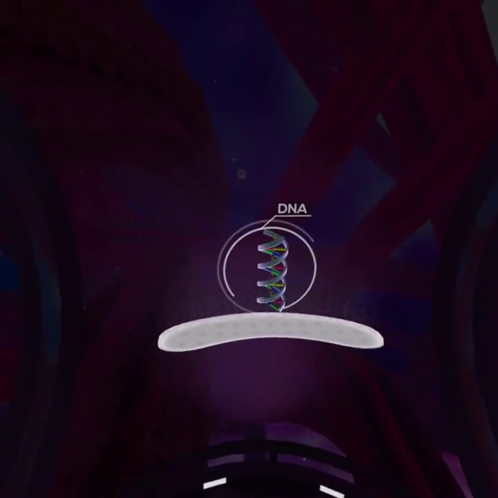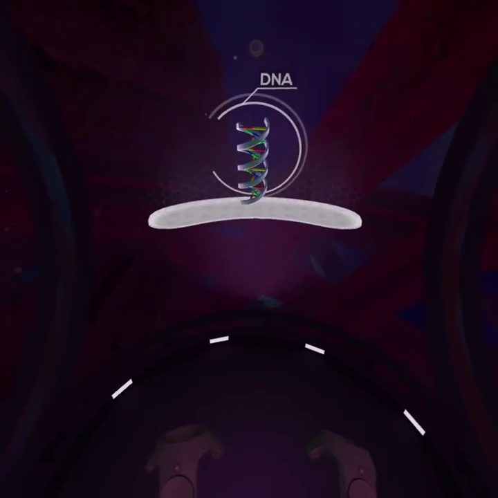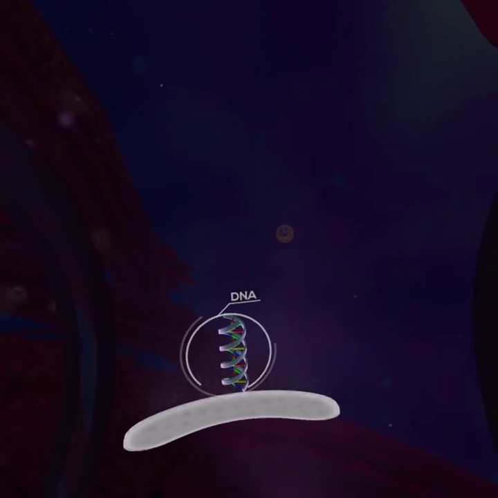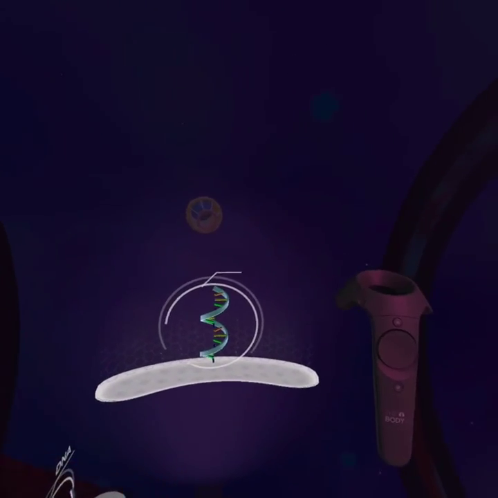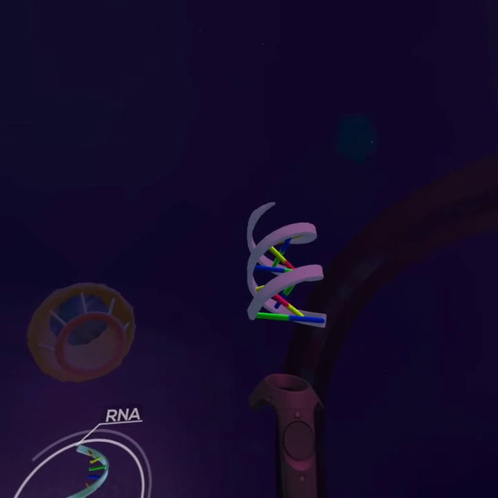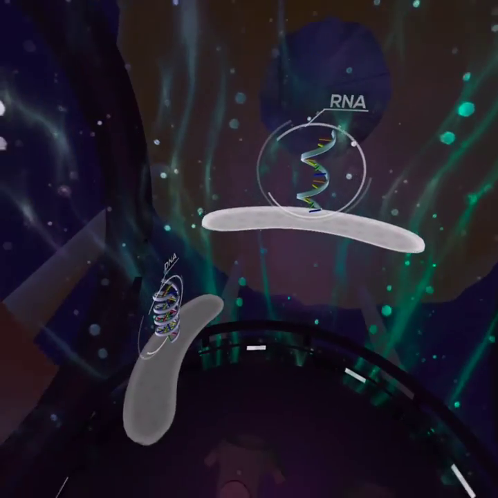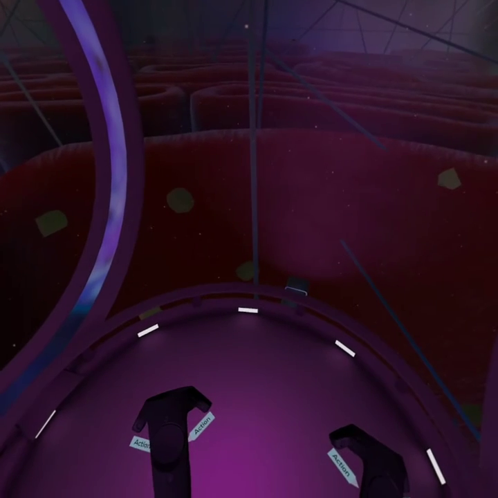The DNA contains instructions for protein synthesis. Let's follow a strand of RNA as it makes its way to the rough endoplasmic reticulum. For proteins, let's exit the nucleus through a nuclear pore. We have exited the nucleus and are now floating through the cytoplasm.